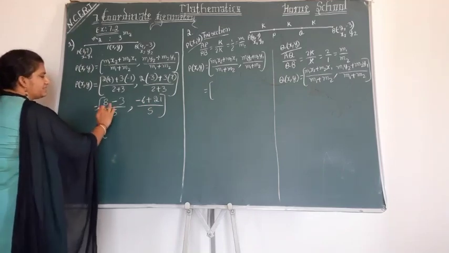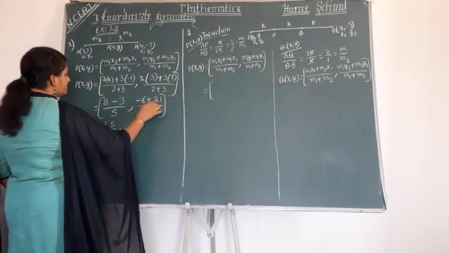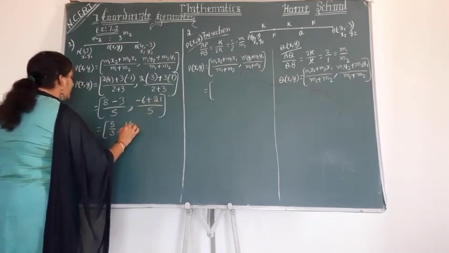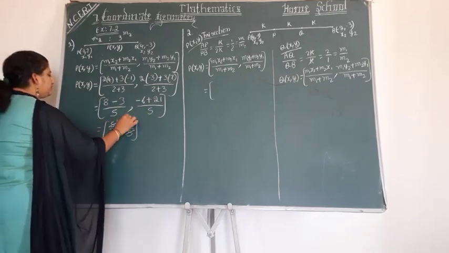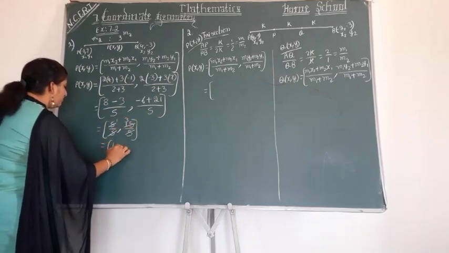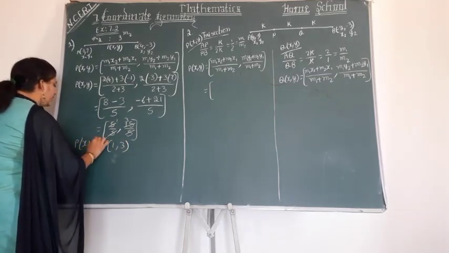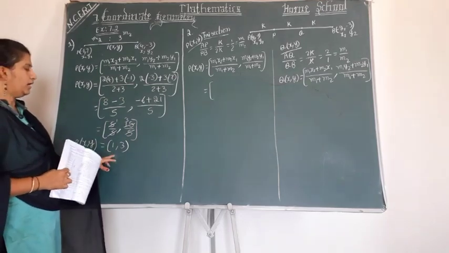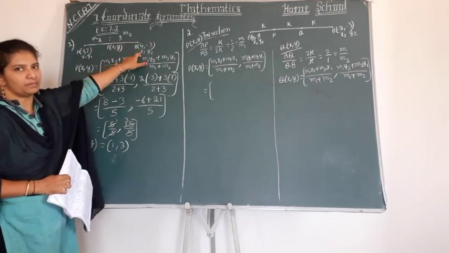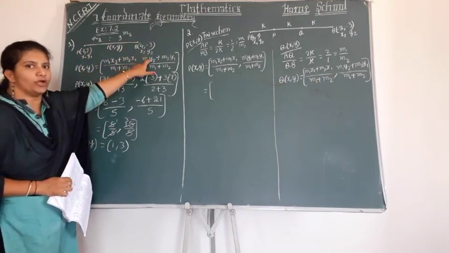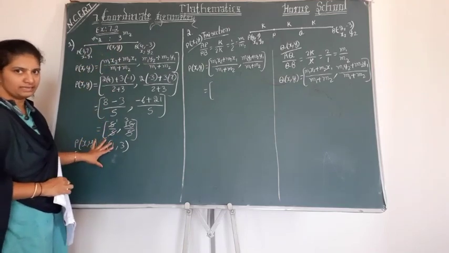What is 8 minus 3, children? 5, 5 by 5. Minus 6 plus 21, it will be 15 by 5. You can cancel. That will be 1 comma 3. What is this 1 comma 3? This is the coordinate of a point P which divides the line segment AB, line joining points A and B, in the ratio 2:3. Is this clear, children?